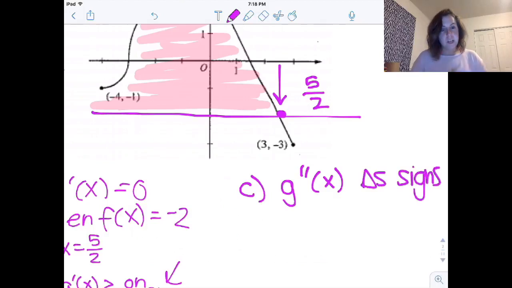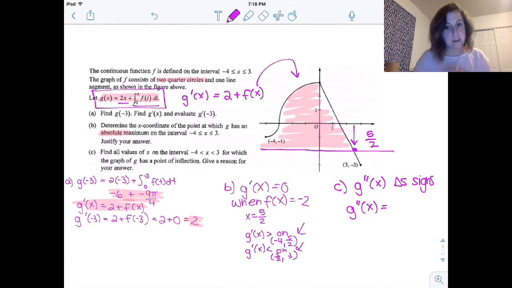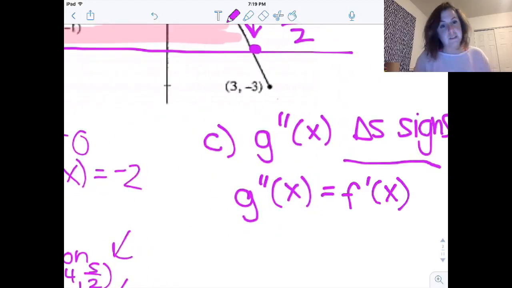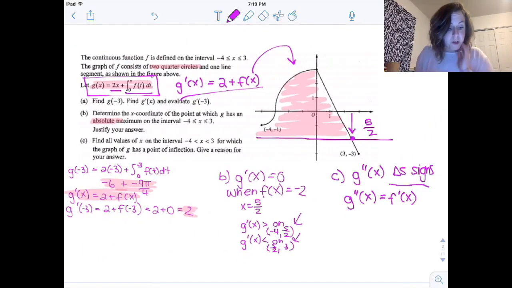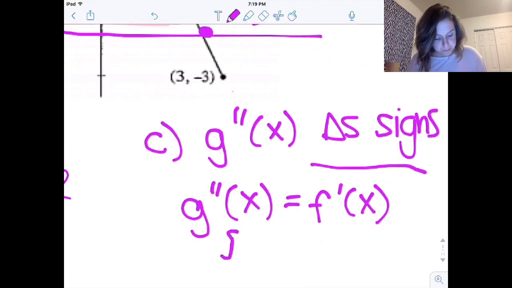So let's first find G double prime. G double prime is going to be the derivative of 2 plus f of x. So if this is G prime, G double prime is f prime. The derivative of 2 is 0, and the derivative of that is f prime. So, here's what I'm going to look at. G double prime, where is that going to change signs? Anywhere the slope of f changes signs.